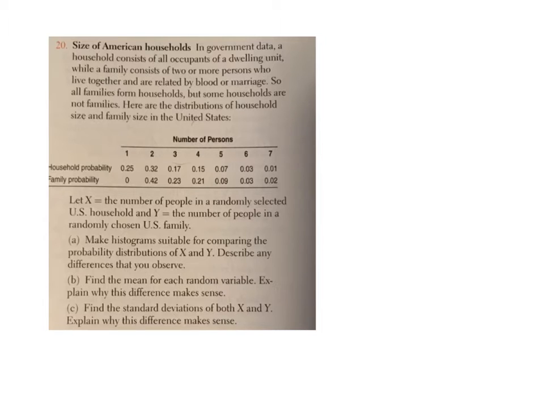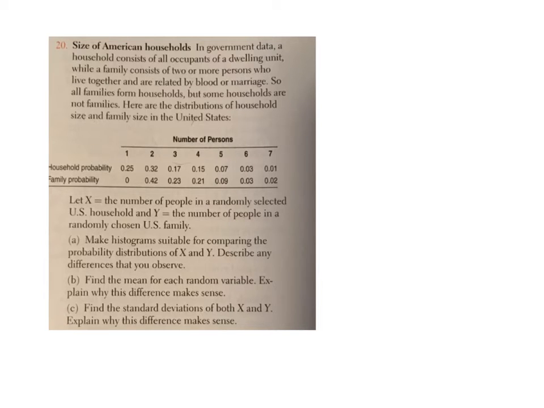Let X equal the number of people in a randomly selected U.S. household, and Y equal the number of people in a randomly chosen U.S. family. In A, make histograms suitable for comparing the probability distributions of X and Y. Describe any differences that you observed. Then in B, find the mean for each random variable. Explain why this difference makes sense. And in C, find the standard deviations of both X and Y and explain why this difference makes sense.